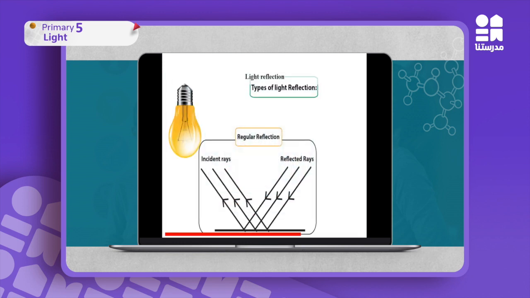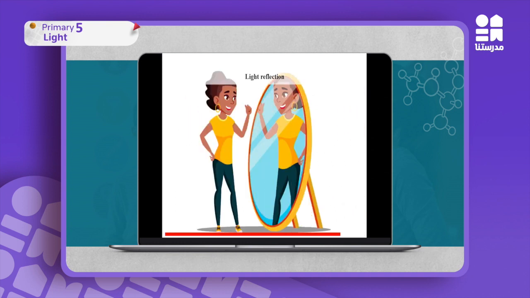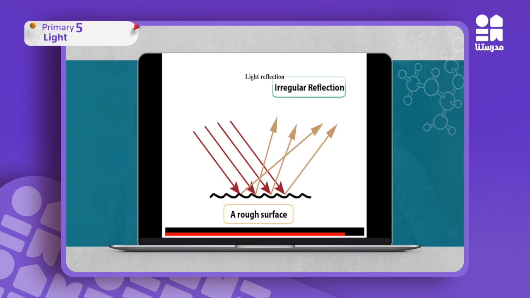The types of light reflection are classified according to the reflecting surface into regular reflection, which is the reflection of light when it falls on a smooth or bright surface. And this type of reflection happens when the light rays are reflected in one direction. An example of regular reflection is the plane mirror. And finally, there is another type of light reflection called irregular reflection, which reflects light when it falls on a rough surface. Okay, so that's the video that we have.